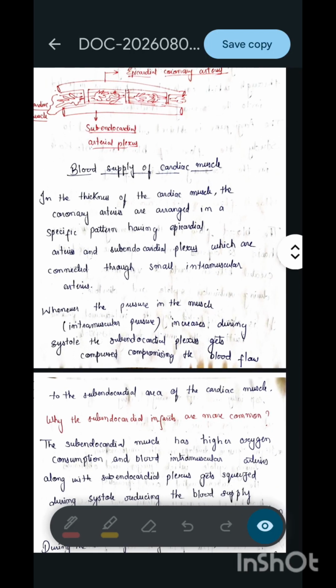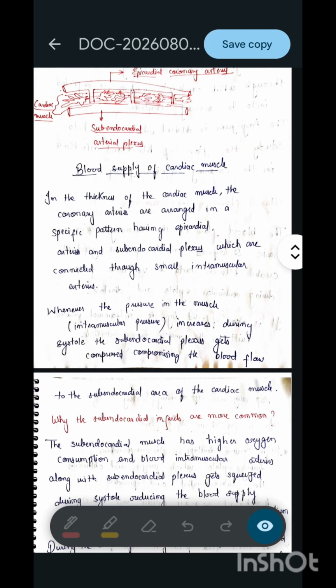Whenever the intramuscular pressure increases during systole, what will happen? They get compressed, compromising the blood flow. So whenever the intramural pressure rises, the subendocardial plexus will get compressed, and it will compromise the blood flow to the subendocardial area of the cardiac muscle. So we come to an important conclusion: why are subendocardial infarcts common?